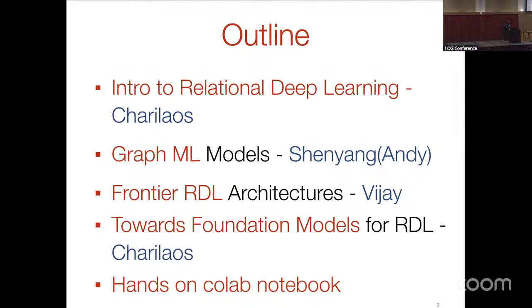So the outline of this talk: the first half an hour, I will try to introduce you to the basics of relational deep learning. Then I will hand it to Andy, who will talk about graph machine learning models and will focus more on the temporal aspect of relational databases and how to process and handle these temporal aspects. Then Vijay will talk about frontier and next generation architectures, next generation graph neural networks, and next generation transformers. I will take the microphone for 15 more minutes to discuss recent advances in foundation models for relational deep learning, and then we have a hands-on Colab notebook that we hope you enjoy, and you will get your feet wet with relational deep learning models.